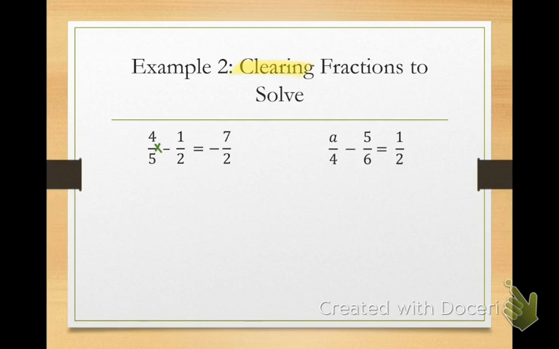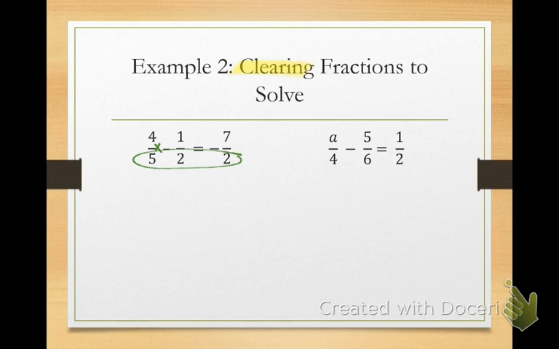I need an LCD. I need to figure out the smallest number that all my denominators could go into. And guys, this is not going to be a super big number. They're not going to make it that complicated. It's always going to be a small number. Can anybody think of the smallest number that 2 and 5 would go into? Isla?